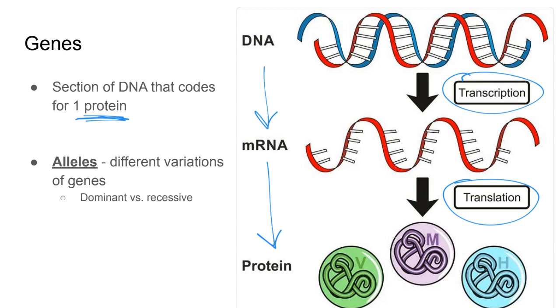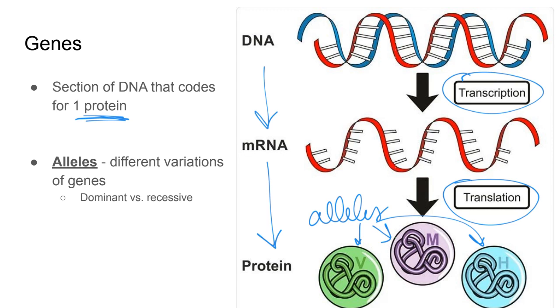Alleles are just going to be different variations of the same gene, meaning remember that the gene is coding for one protein. So alleles are different variations that are coding for that same protein. If you look at the picture in the example, it looks like all those proteins are the same, just different colors. So you could say that the different alleles is what gave you a green protein or a purple or a blue.